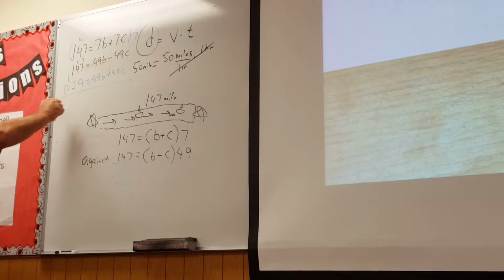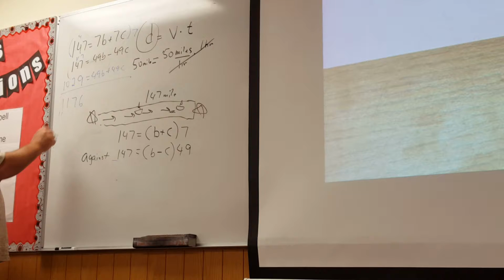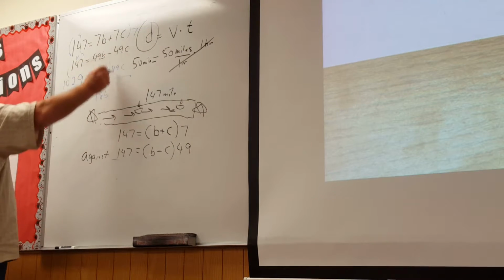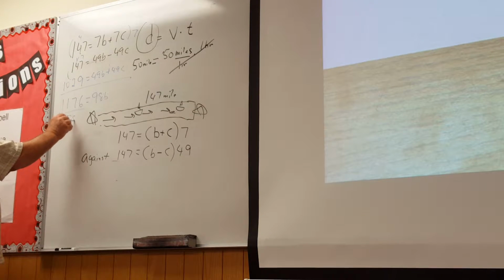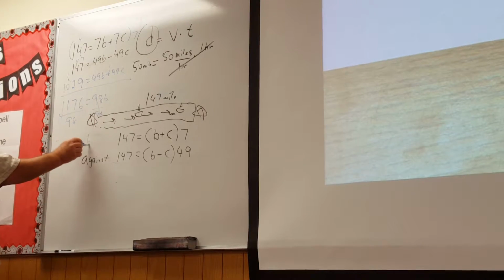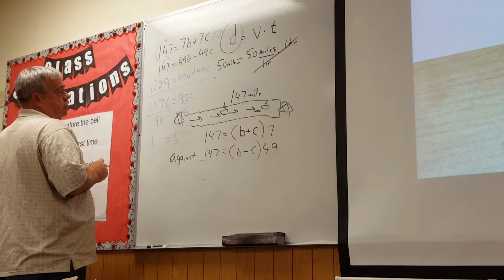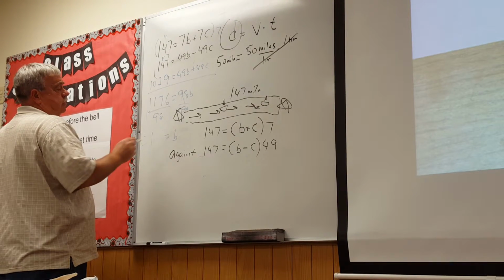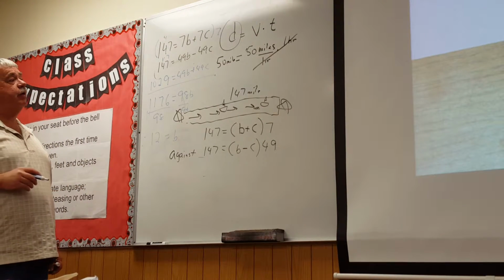So when I add these together, I get 1176 equals 98b, and the c's go out. So you divide by 98, and b equals, so is that just 12? 12. So the speed of the boat is 12 miles per hour.